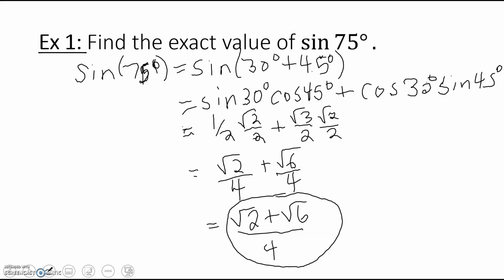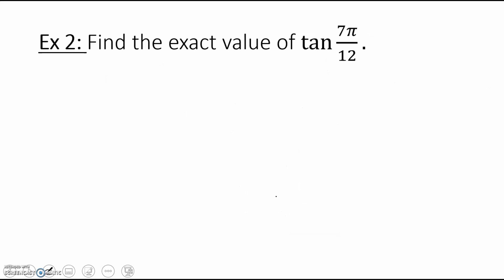So we took 75 and broke it down into 30 plus 45 because we know the sine and cosine of those angles. If you have any questions, put them in the chat, okay? Let's look at another one.